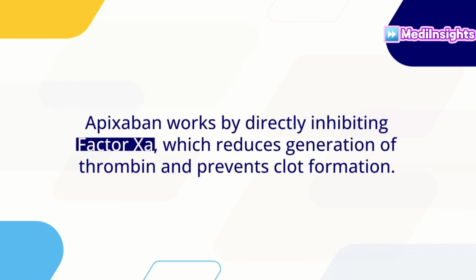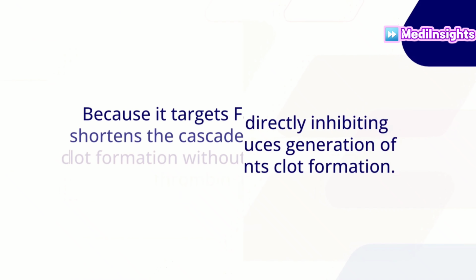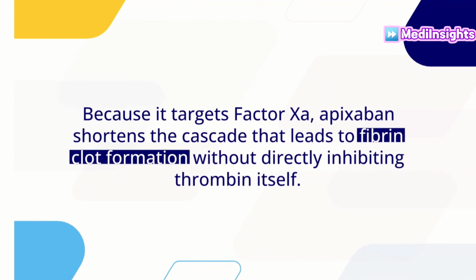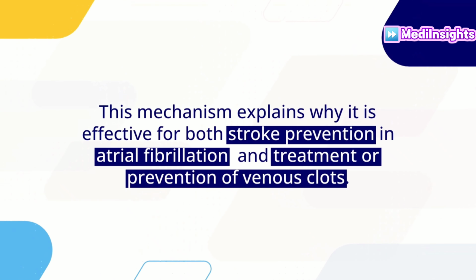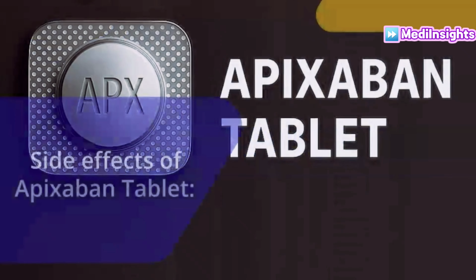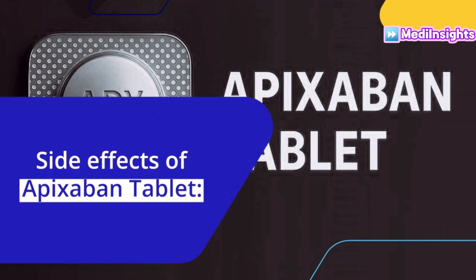Apixaban works by directly inhibiting factor Xa, which reduces generation of thrombin and prevents clot formation. Because it targets factor Xa, Apixaban shortens the cascade that leads to fibrin clot formation without directly inhibiting thrombin itself. This mechanism explains why it is effective for both stroke prevention in atrial fibrillation and treatment or prevention of venous clots. Next, side effects of Apixaban Tablet.